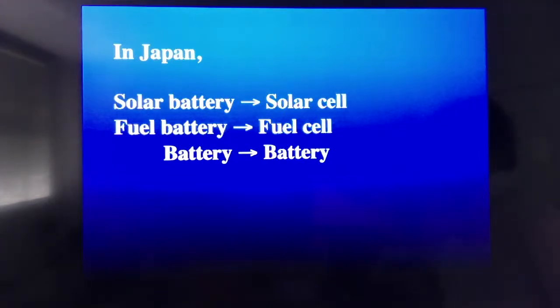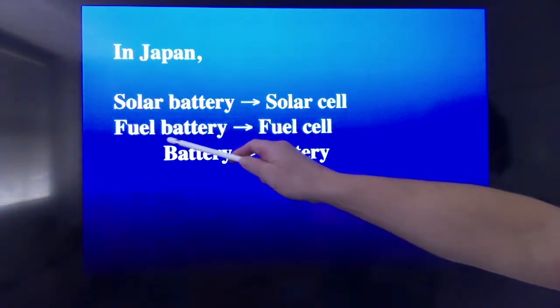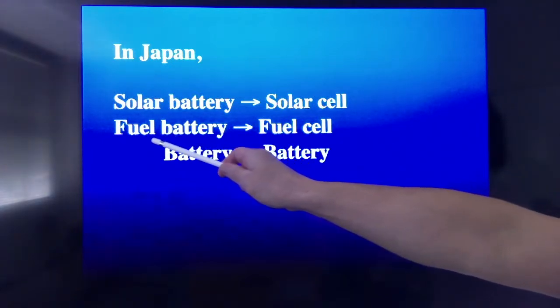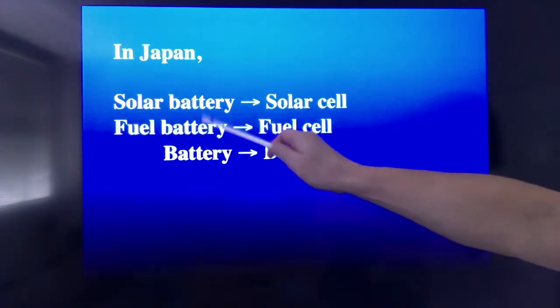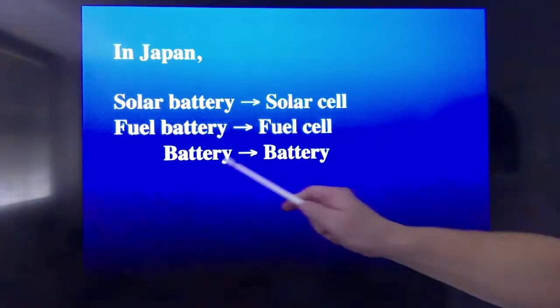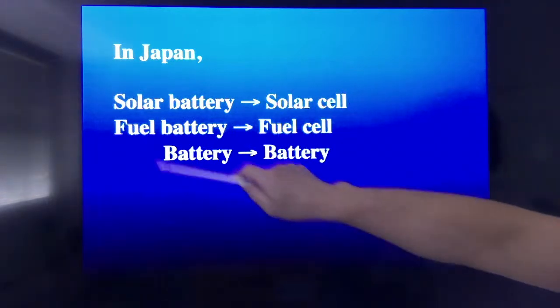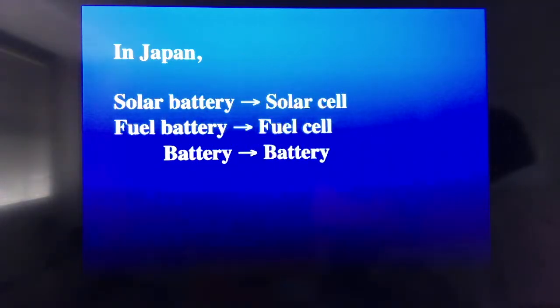Solar battery, we pronounce them as solar battery, but in English, in fact, they do not call that; rather they use solar cell. In the same way, we pronounce fuel battery in Japanese, but in fact the English word is fuel cell, and battery is battery. So these are English words, but these are Japanese pronunciations. It's quite different.